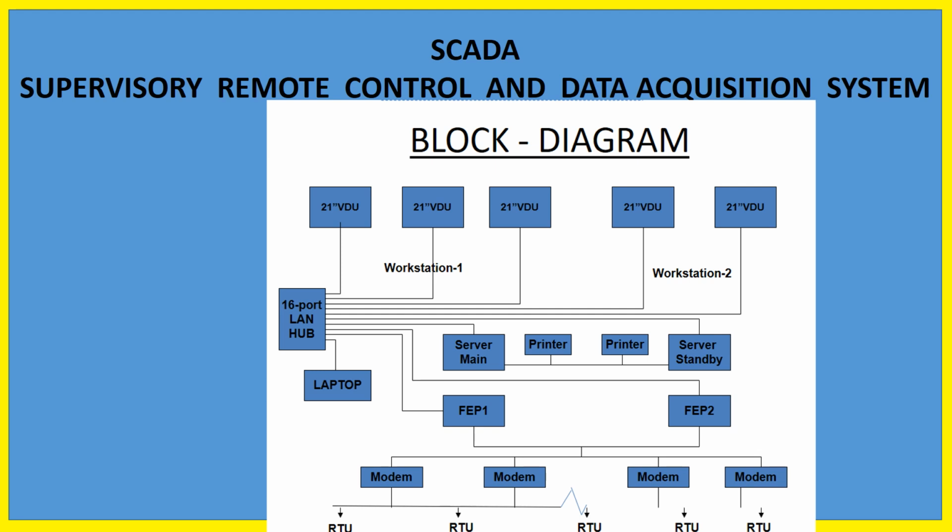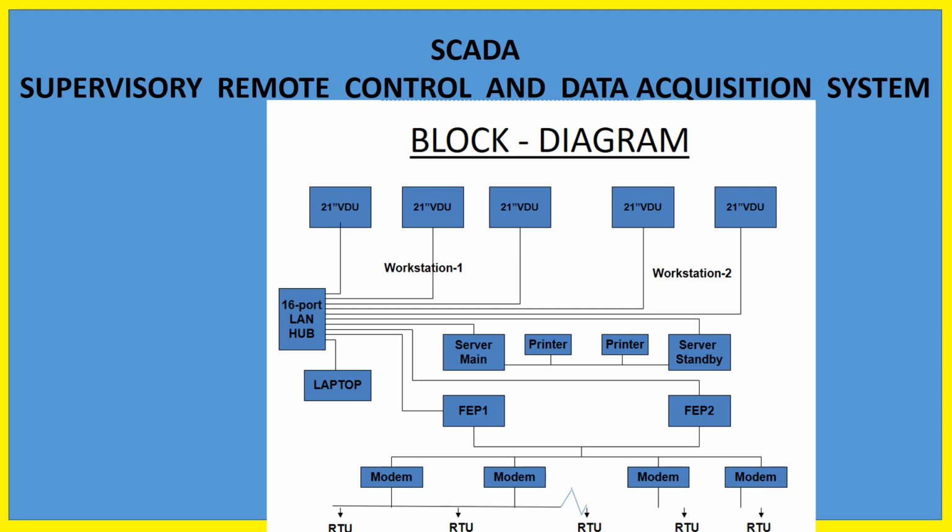In the block diagram, you can see the control center communicating cable flow diagram. There are 2 sets of workstations, a 16-port LAN hub, a laptop, front-end processors 1 and 2, then the modem. Modem means modulation and demodulation.